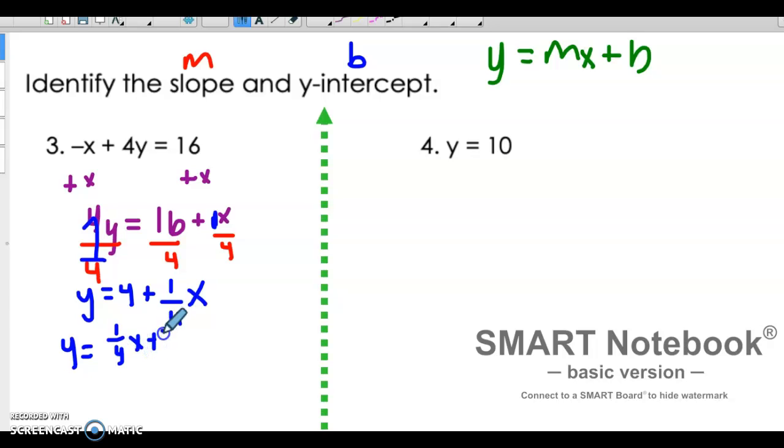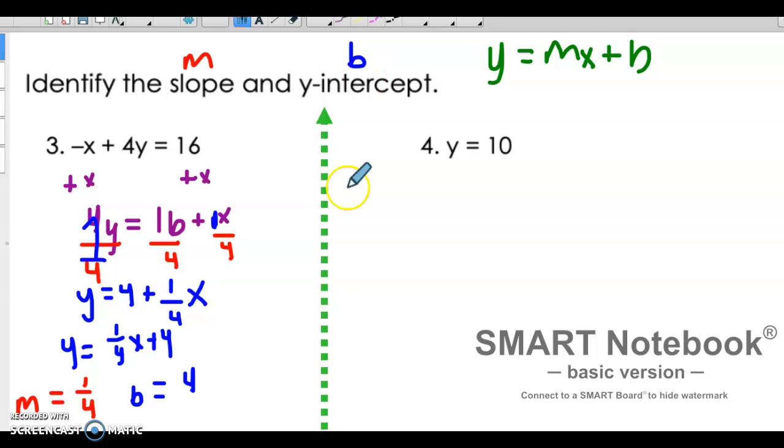And then when we do that, we get that the slope, which is represented by the variable m, is equal to 1/4. And the y-intercept, which is represented by the variable b, is equal to 4.